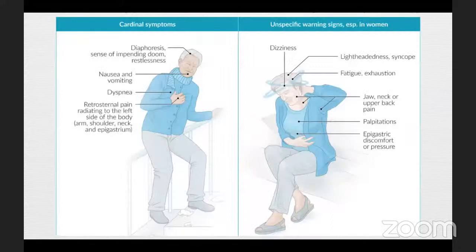Okay. This figure shows us the cardinal and the non-specific signs of MI. In cardinal symptoms, we can see retrosternal pain radiating to the left side of the body, arm, shoulder, neck, and epigastrium, dyspnea, nausea and vomiting, diaphoresis, sense of impending doom, and restlessness. Non-specific warning signs include dizziness, lightheadedness or syncope, fatigue, exhaustion, jaw, neck, or upper back pain, palpitation, and epigastric discomfort or pressure.